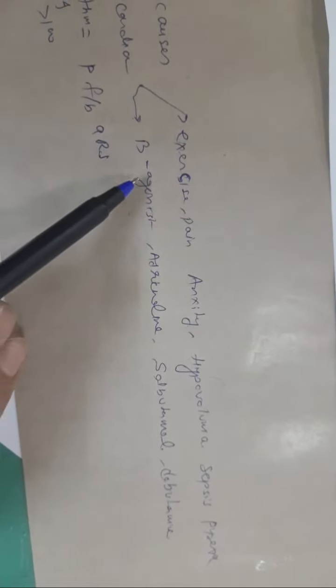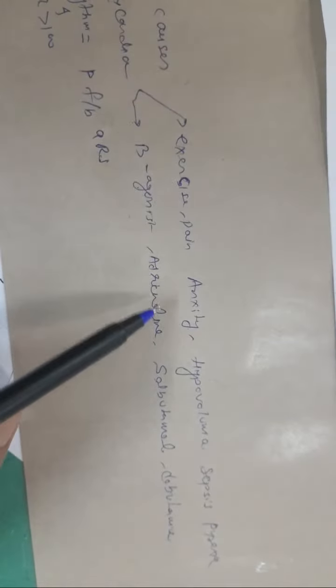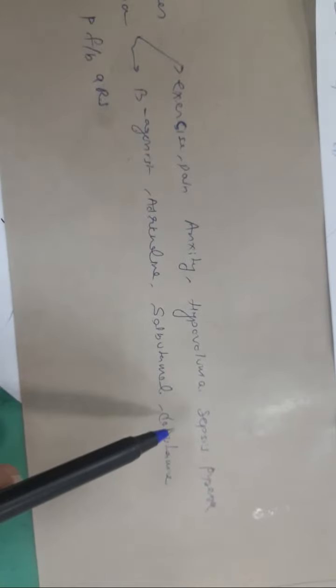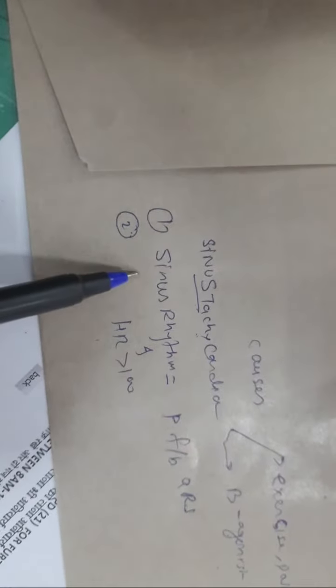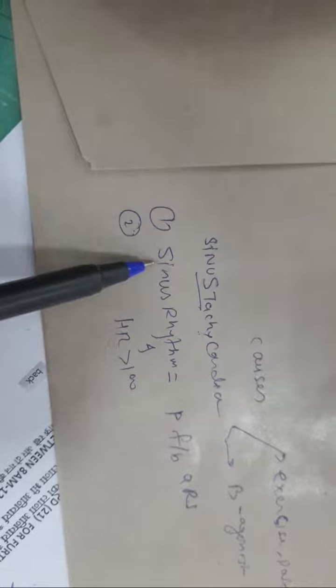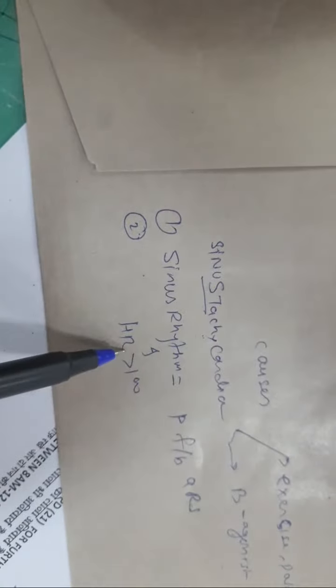And other pharmacological causes include beta agonists, noradrenaline, isoprenaline, salbutamol, and dobutamine. These are drugs which cause increased heart rate. And what is sinus tachycardia? Sinus rhythm, meaning every P is followed by QRS, and heart rate is more than 100. This is sinus tachycardia. And for treatment, we can give antiarrhythmic drugs.